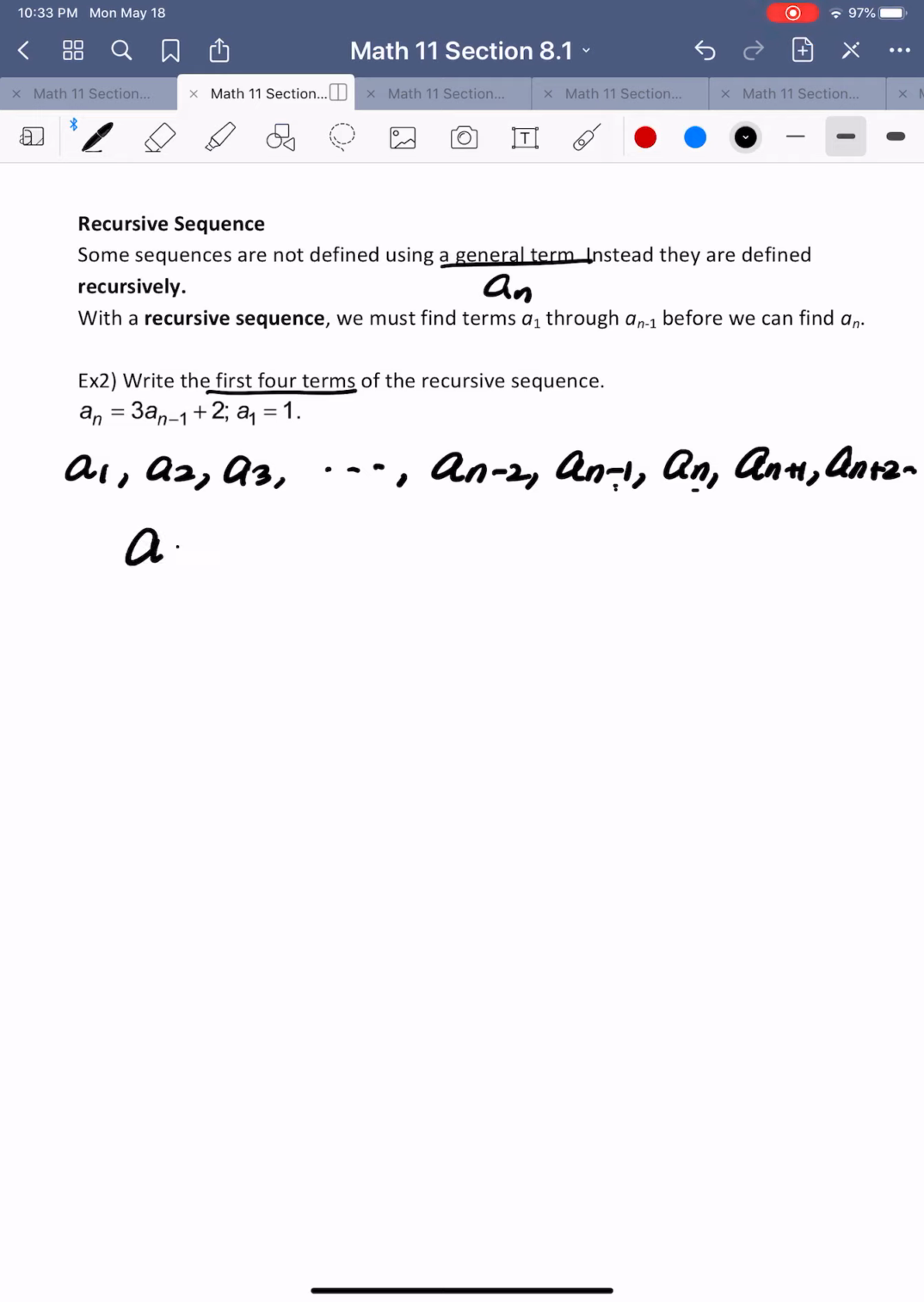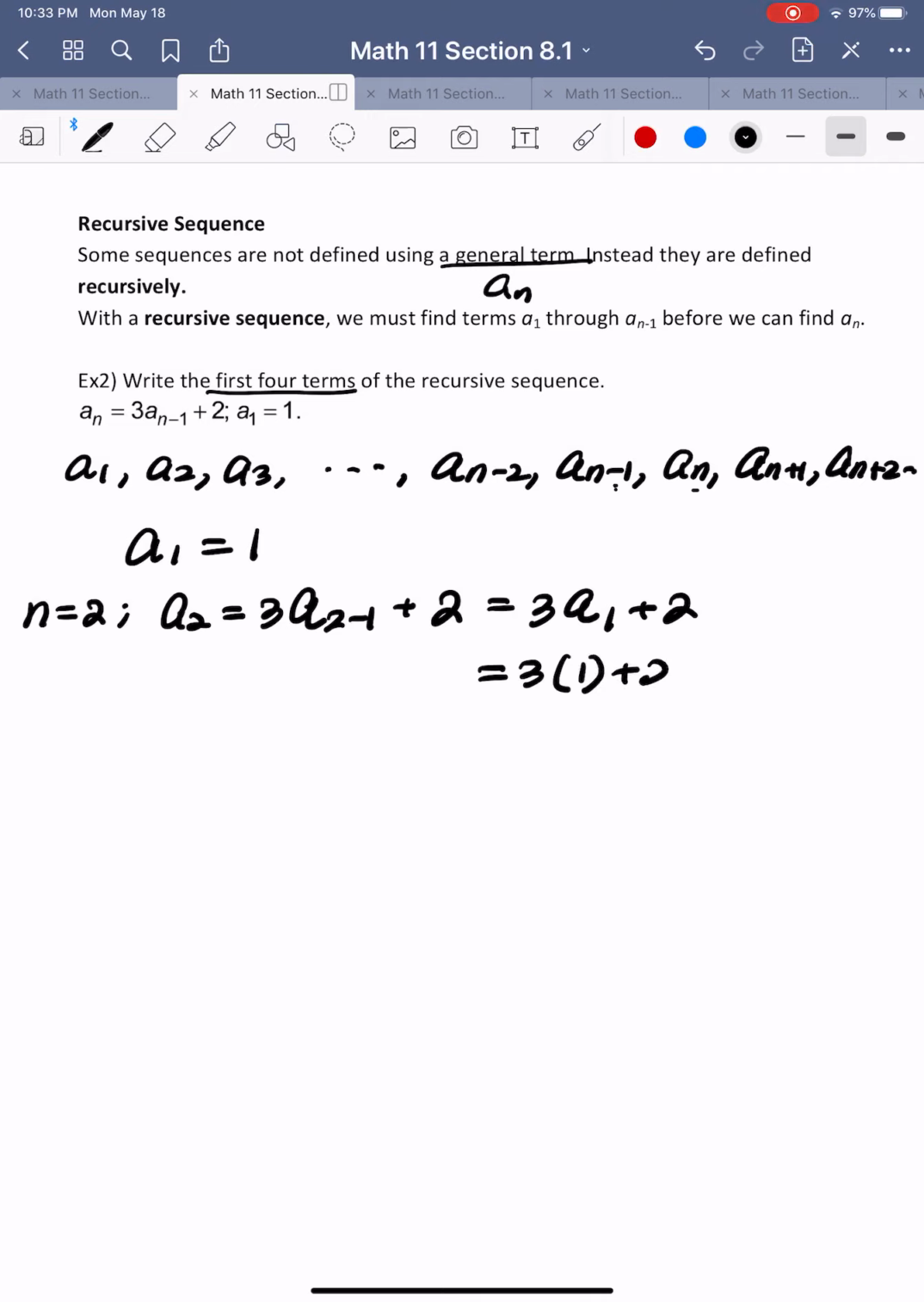So a sub 1 is already given as 1. Now, in order to find the second term, we're going to start with n equal to 2, which is a sub 2 is the same as 3 times a sub n minus 1, which is 2 minus 1, plus 2, okay? So which is 3 times a1 plus 2, but a1 is 1, plus 2, which makes 5. So that's the second term.